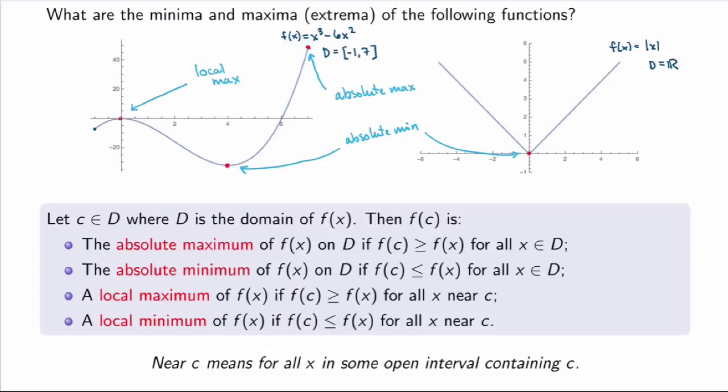Now, the endpoint here is not a local max. So the endpoints of a closed interval can never be local min and max, because they are not included in some open interval, because they're the endpoints, right? So according to the definition, they're never local min or max.